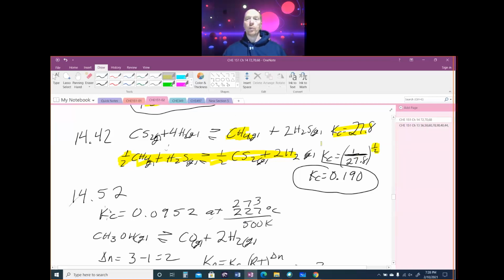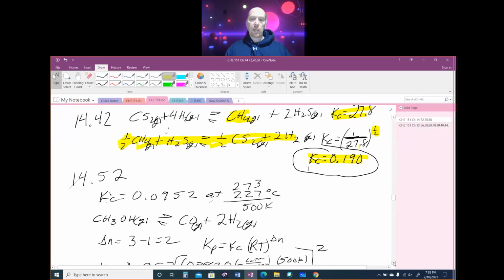When you reverse a reaction, you take 1 over that K value. So this is 1 over the K value, 1 over the 27.8, raised to the 1/2, and your Kc for this reaction is 0.190. So you need to know what to do to your reaction if you reverse it, if you multiply it through by a number, and that is what you do.